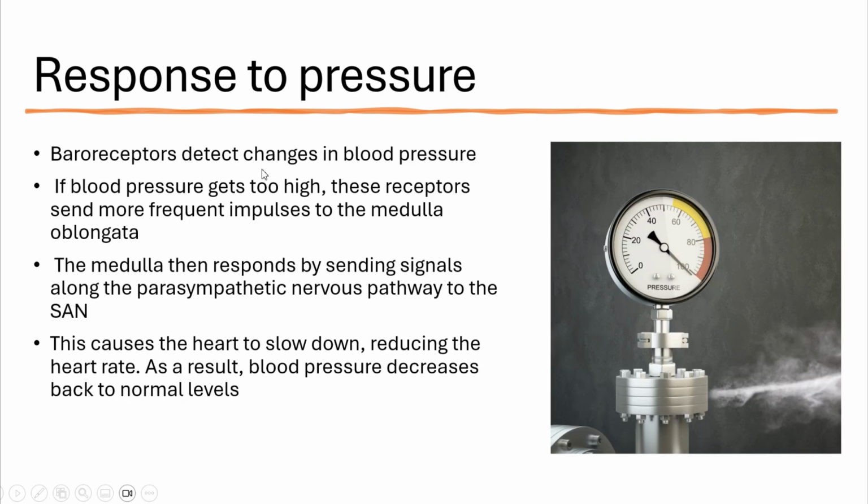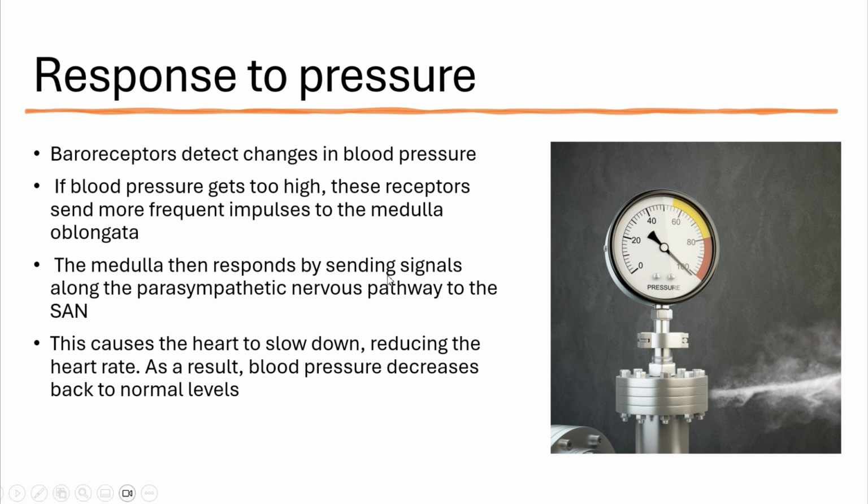Pressure. So baroreceptors detect changes in blood pressure. If blood pressure gets too high, these receptors send more frequent impulses to the medulla oblongata. So again, this is about sedating the body, slowing it down. Slowing down is always through the brake, it's through the vagus, it's through the parasympathetic. You see what I'm saying?